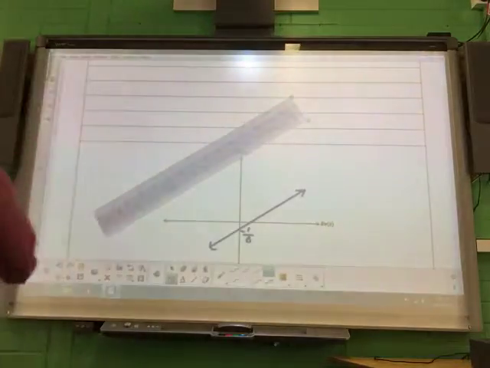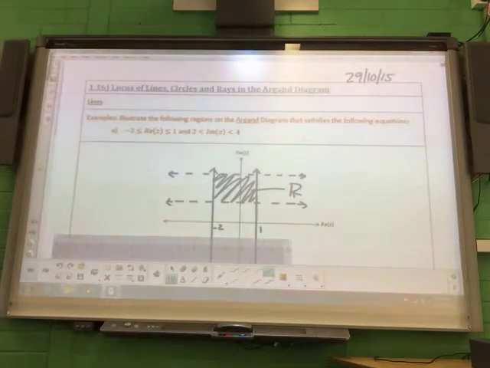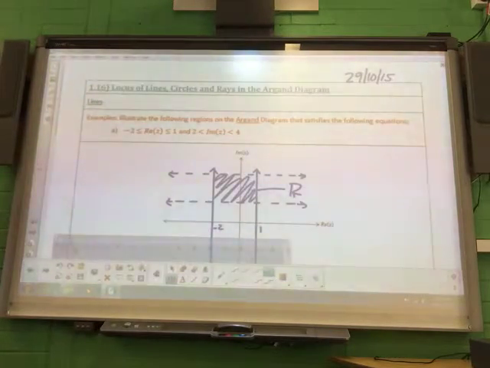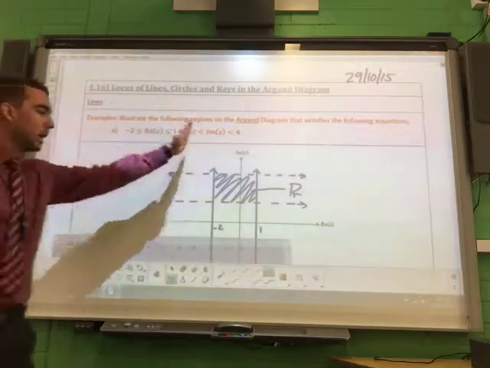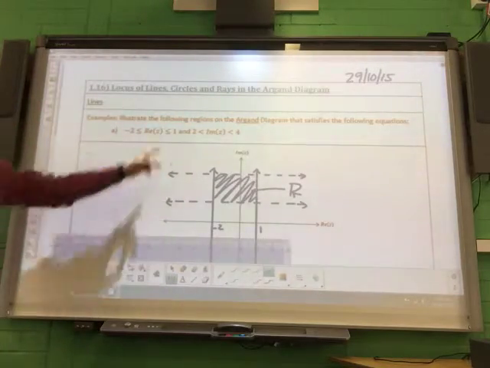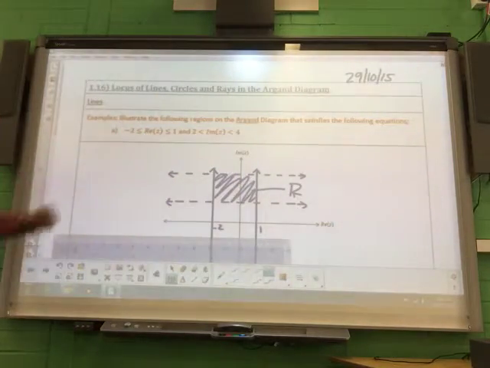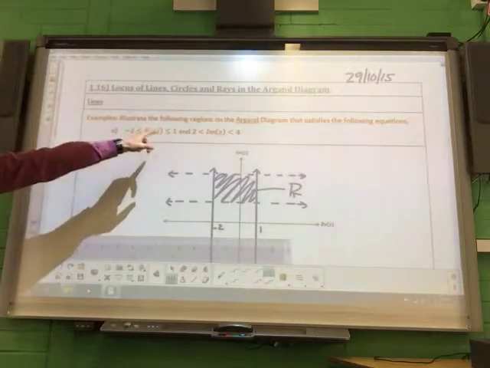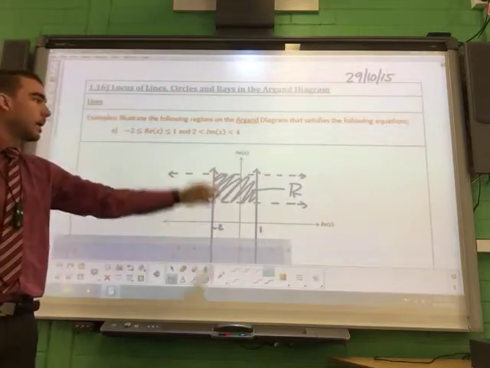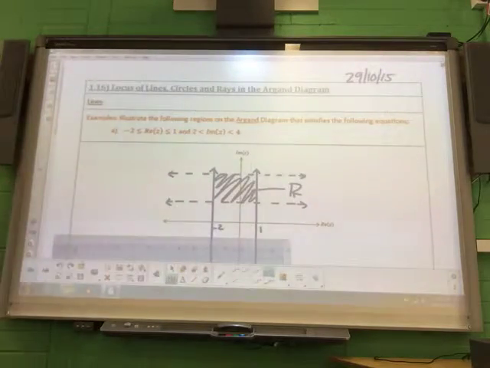To summarise quickly, we're looking at locus, lines, circles and rays. If the real part of z equals a value, we get vertical lines, at negative 2 and 1. So 2 vertical lines for the real part, and the imaginary part gives horizontal lines at the values given. We've also got inequalities, so remember from our mathematics, when we've got equal to a component, we have an unbroken line, but when we've got strictly less than or greater than, we have to use broken lines. The region is bounded between those 2 lines.